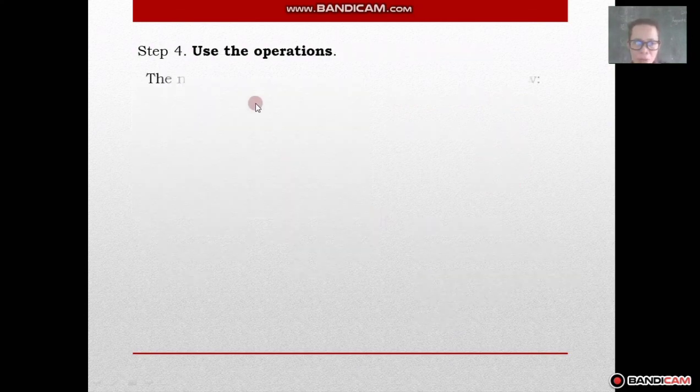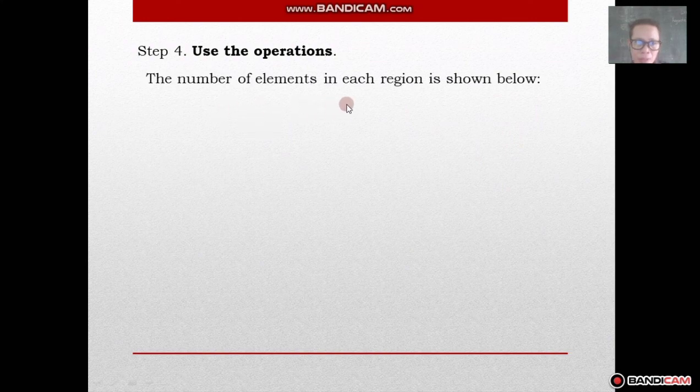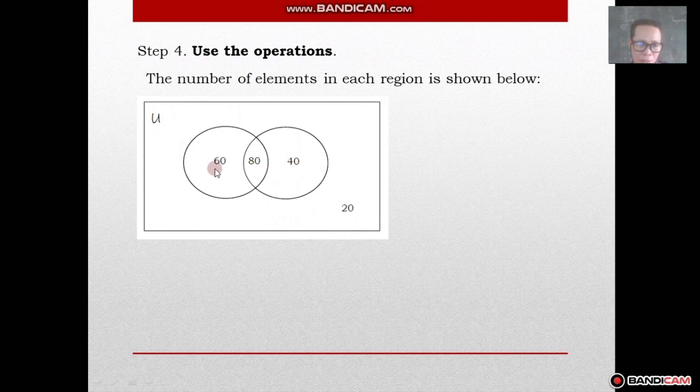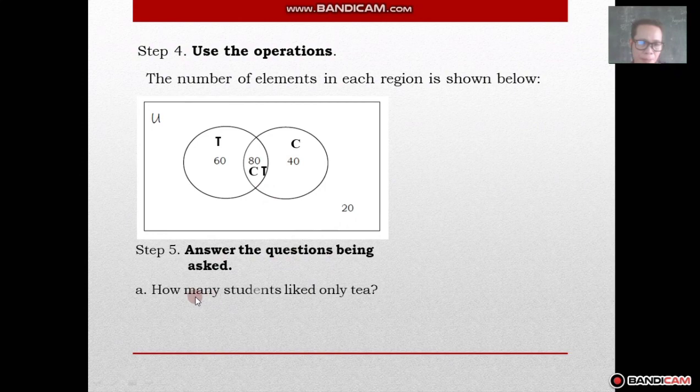Then use the operations. Now the number of elements in each region is shown below. So 60 for T, this is C, 40, then the intersection is 80, then this is X. Now we will answer the questions being asked. How many students like only T? Based on the illustration here, there are 60 students.